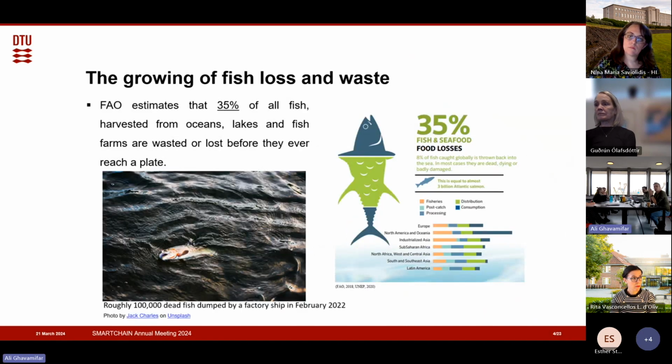So we know about fish loss and waste. Based on the FAO estimates, about 35% of fish that are harvested from oceans and lakes and fish farms are wasted or lost before they ever reach a plate. And the 35% is equal to almost 3 billion Atlantic salmon. And in Europe, it's mostly in the fisheries part, distribution part, and consumption. So we need to do some work to reduce the loss and waste and have some strategies for that.